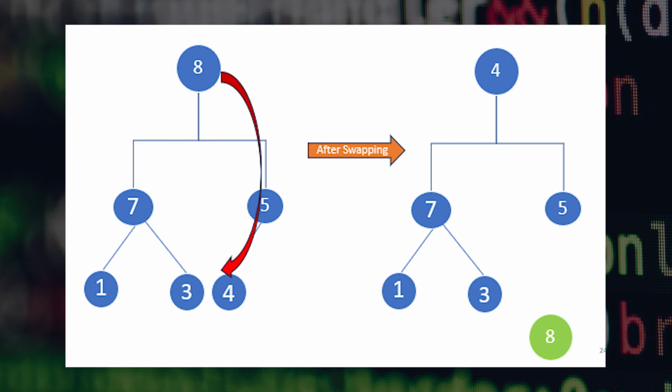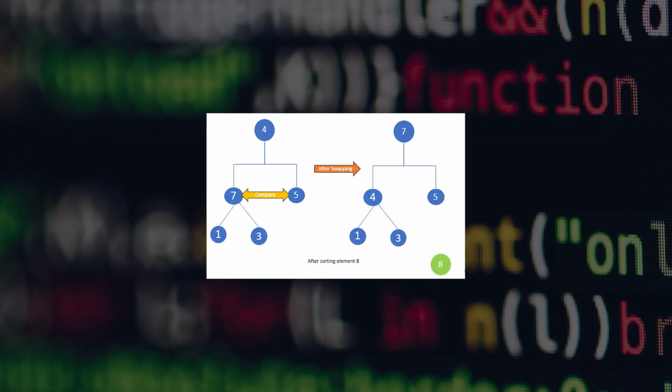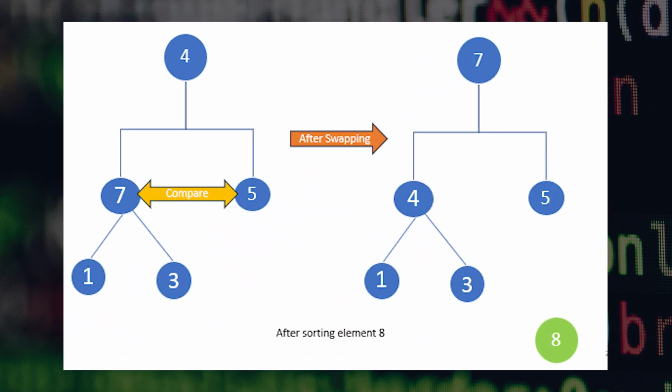So now what we have to do? We have to compare the children of root node 4, that is 7 and 5, and we observe that 7 is greater than 5, so we will compare 4 and 7. After comparison, we obtain that the parent value 4 is less. So what we have to do? We have to swap now. So 7 will be the root node and the left child of 7 is 4.